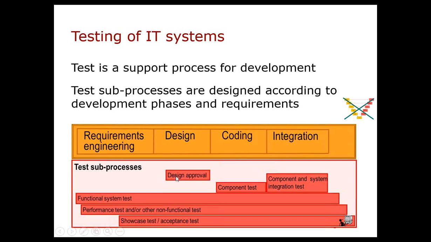We plan it here when the design is being made. Maybe we specify some checklist or something to actually execute the test, and we execute the test, and hopefully the design is so that we can approve it. We can have component tests, which is also a test sub-process where we plan and design and execute the test for single, isolated components. We can have the functional system test, and we can have a showcase or acceptance test. These are only a few examples of the test sub-processes that we will need to be able to test a project to the extent that we need to test it.